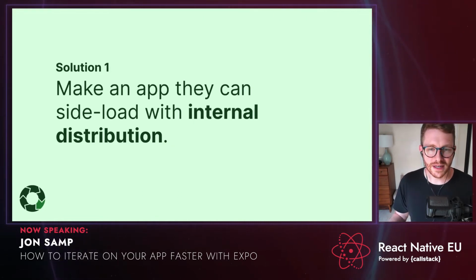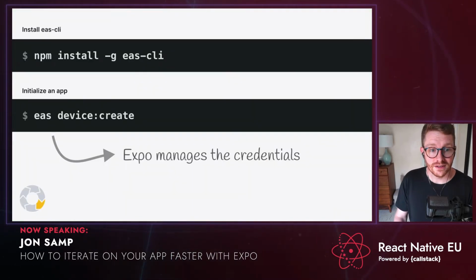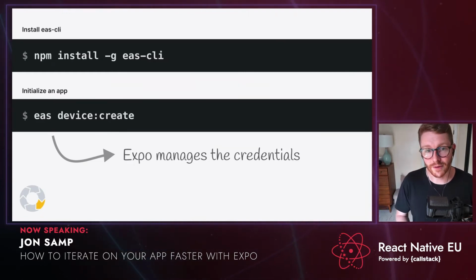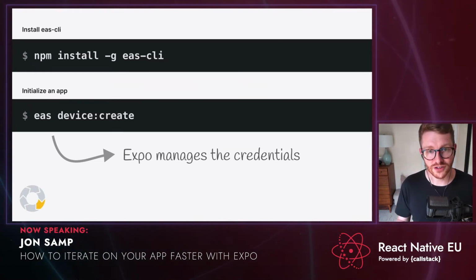If we let Expo handle our credentials and the whole process of this, and Expo can also build our app, we can distribute it to our team even faster. Let's look at how this works. So the first thing we need to do is install something called EAS CLI, which stands for Expo Application Services. And EAS is the services part of Expo that will help set up your app for internal distribution.